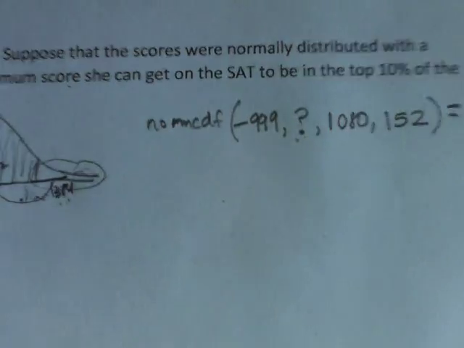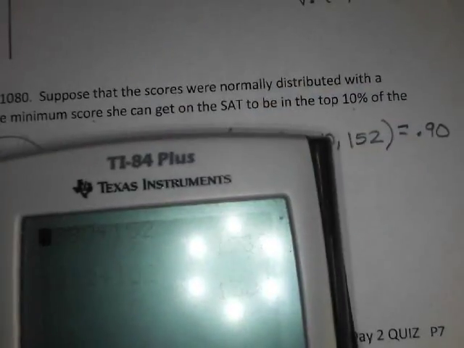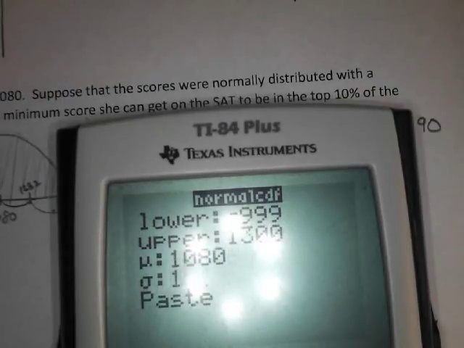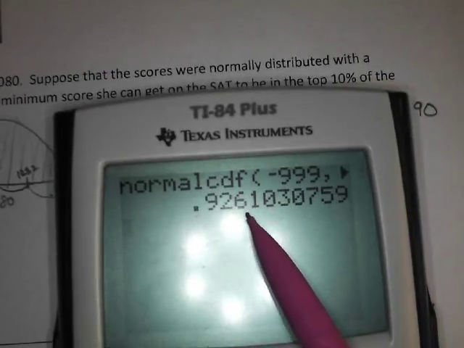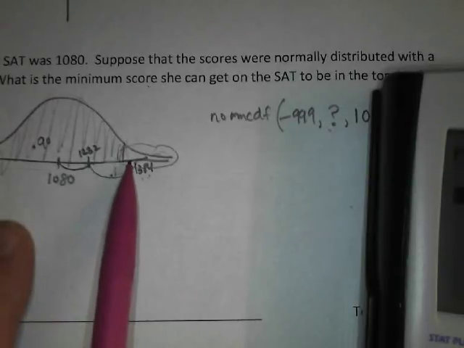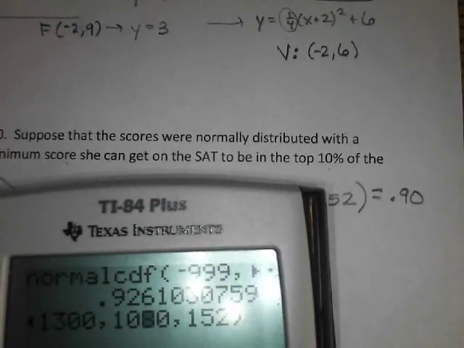So if I just guessed like 1300 to start, and I ran a norm CDF from -999 to 1300 with a 1080 and a 152, that's the 93rd percentile. She only needs to be in the 90th, so that was a little too high, because that gave me the 93rd percentile. So I'd go down a little bit from there. Maybe I would try 1075. Oh no, 1080 was the average. I did 1300, so maybe I try a score of 1295 and see what that gives me.